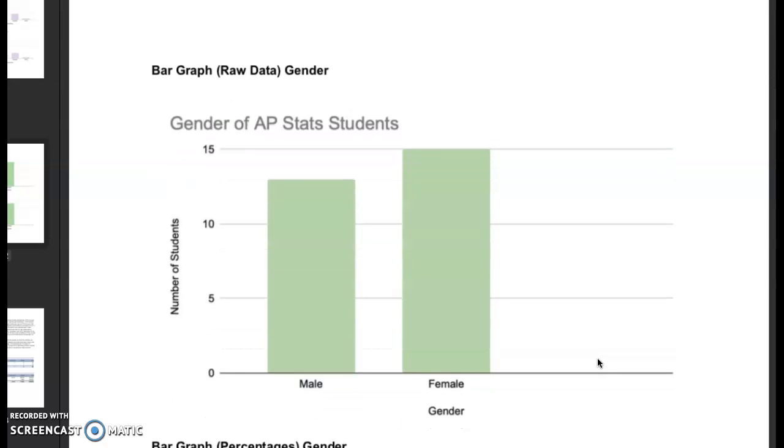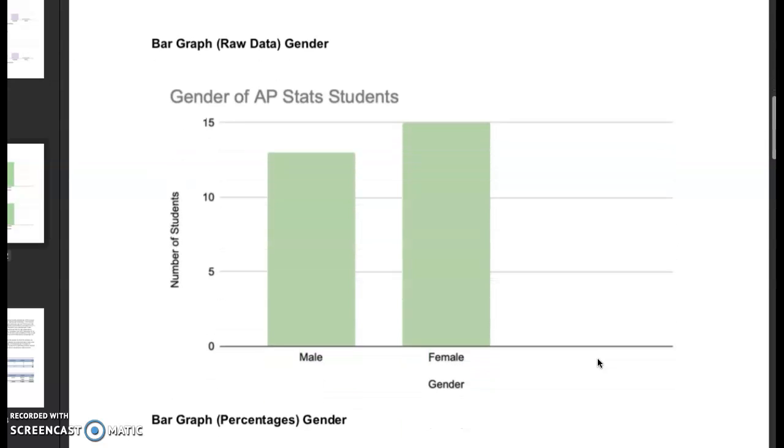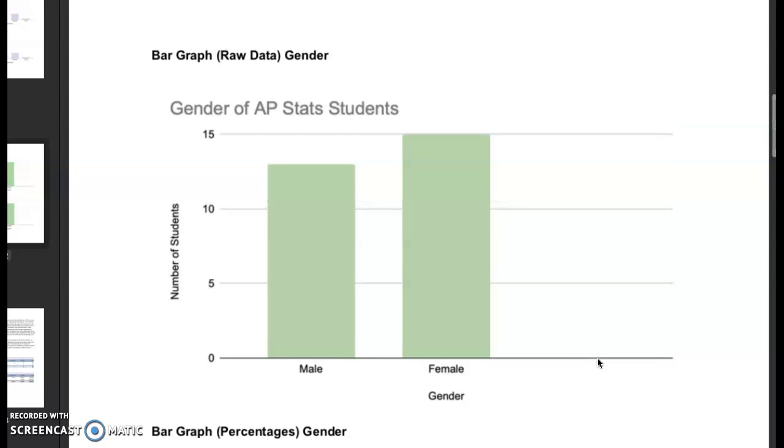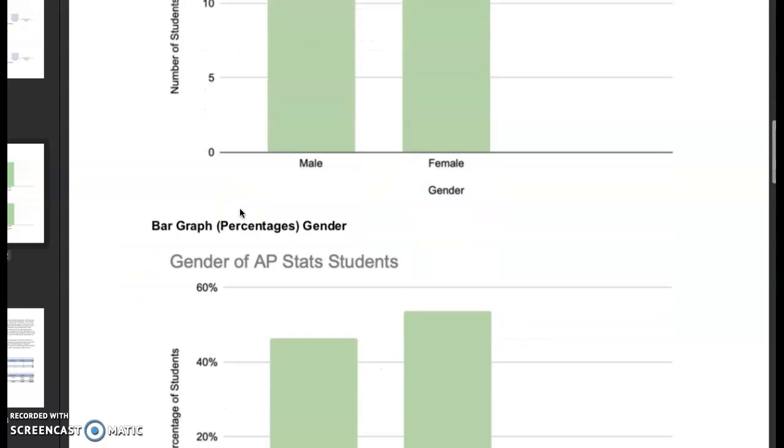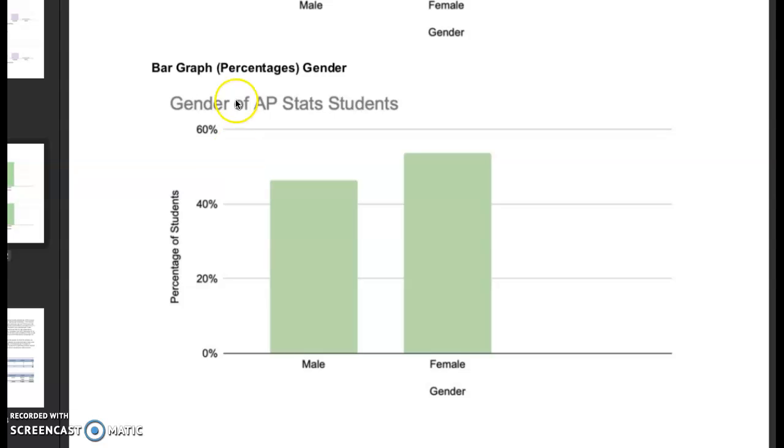I did the same thing with gender, my other categorical variable that I ended up choosing. Around 13 people in this class are males, while 15 people in the class are female. Male and female are on the x-axis, and number of students on the y-axis. Here is the graph in percentages. So 4.6% of the class consists of males, and 53.6% of the class are female.